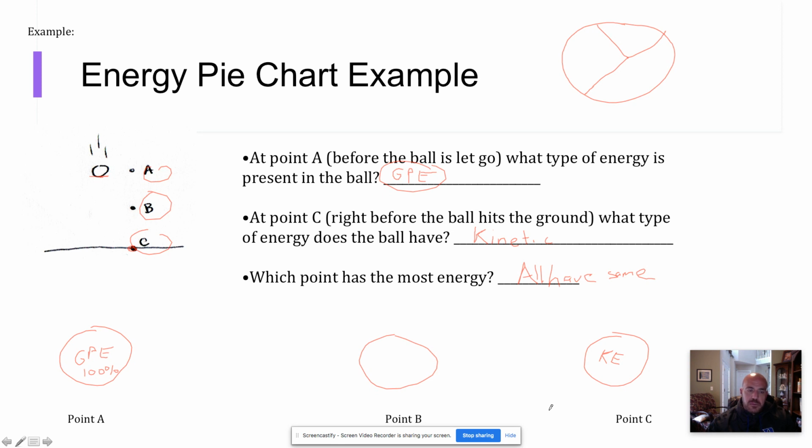Point B, though, that's tricky. It's still in the air, so it still has GPE, gravitational potential energy. But at that point, it's moving pretty fast, so it has kinetic energy as well. Well, guess what? If B is halfway between A and C, we just split our chart in half, put GPE on one side, KE on the other, and we've made our first energy pie chart. Not so bad. Figure out what kinds of energy are at each point and represent that in a pie chart just like you would in math.